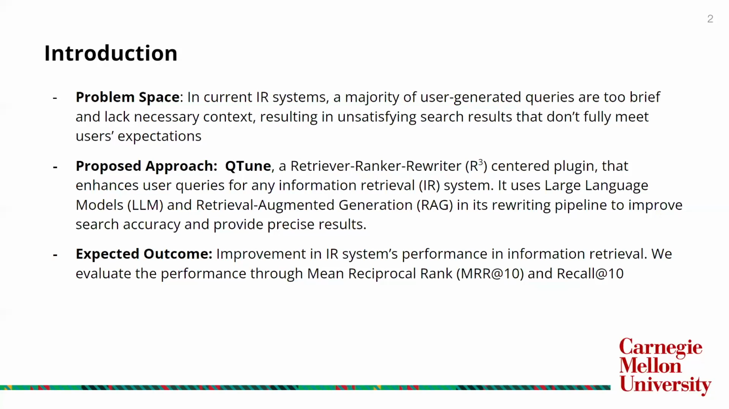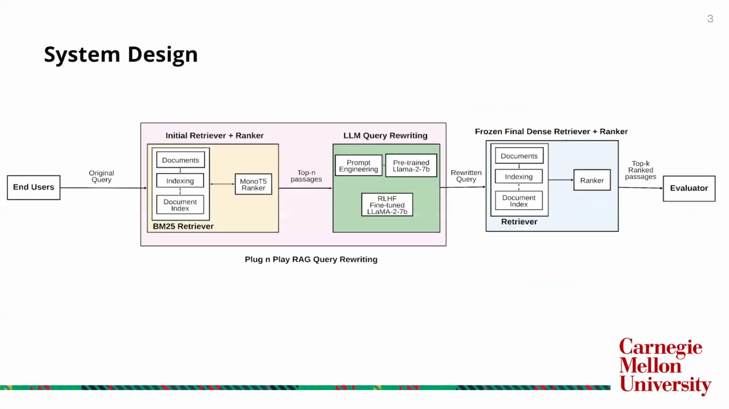So as for our expected outcome, we would like to see the improvement of retrieval quality from existing IR systems along with our Qtune. For our evaluation, we're majorly focusing on two metrics. One is mean reciprocal rank at 10, and another one is recall at 10. So here is an overview of our system design.